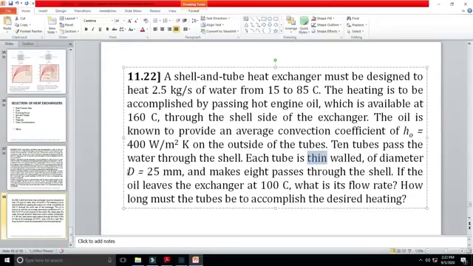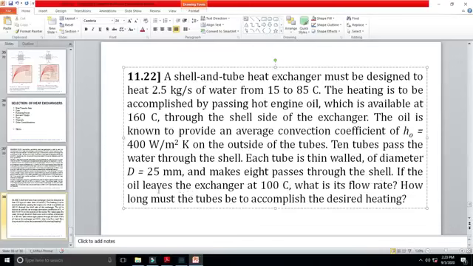Of diameter D is equal to 25 millimeters and it makes 8 passes. So each tube is making 8 passes. As soon as we see that there are 8 passes, the correction factor would come into play and we would be calculating the correction factor for log mean temperature difference. It makes 8 passes through the shell.